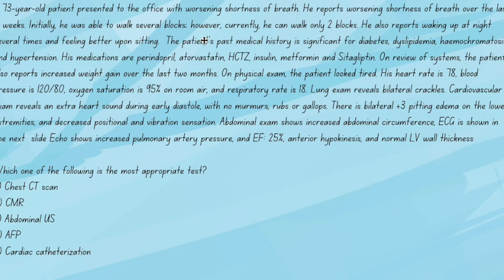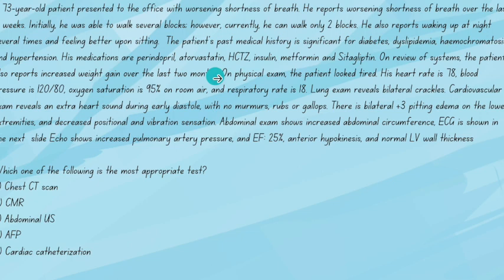The patient's past medical history is significant for diabetes, hypertension, and hemochromatosis. His medications are perindopril, atorvastatin, hydrochlorothiazide, insulin, metformin, sitagliptin. On review of systems, the patient is alert. He also reports increased weight gain over the last 2 months.